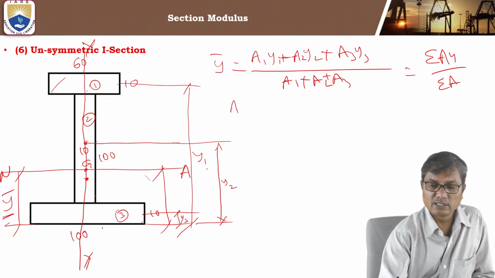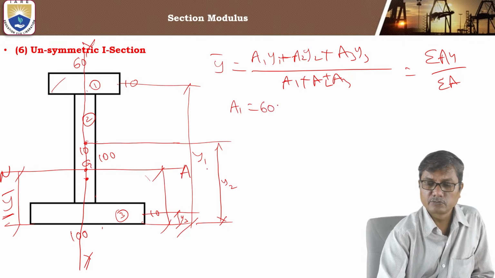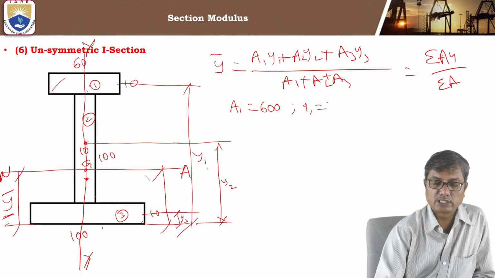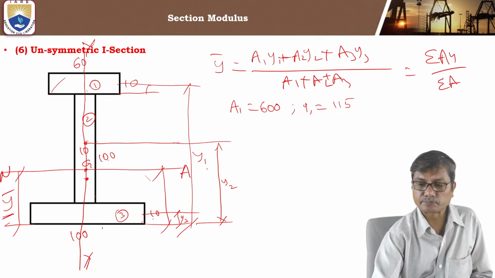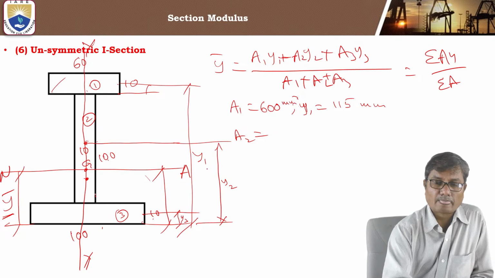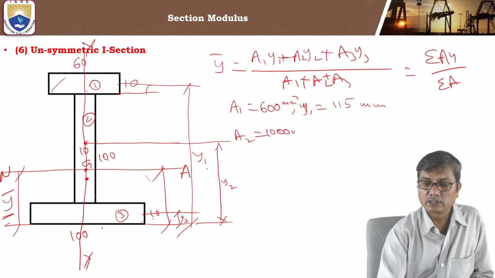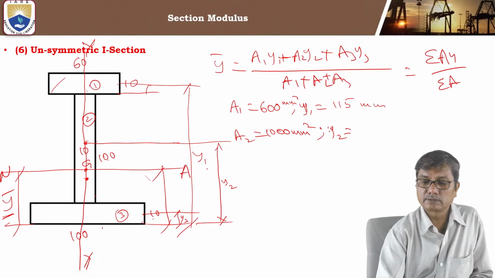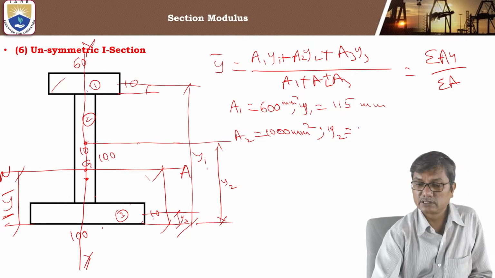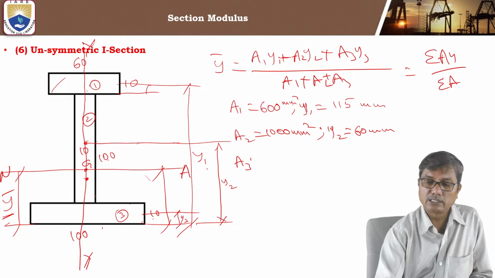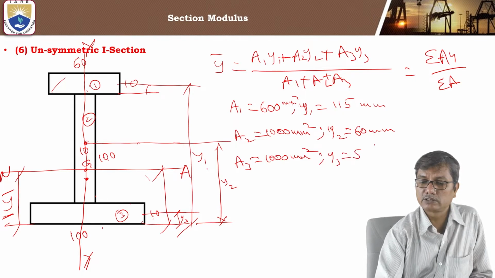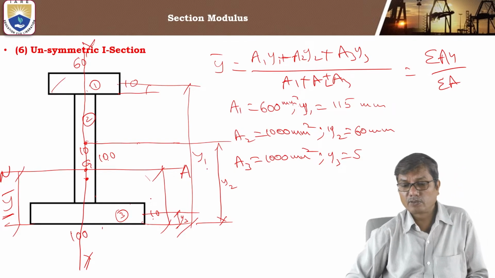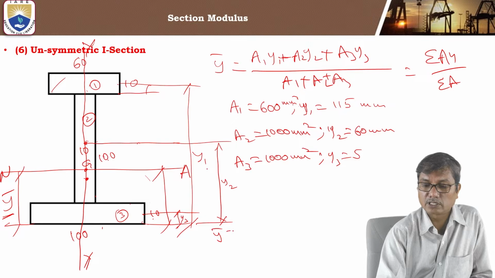So here a1 is 60 into 10, 600 mm square, and what is y1? 10 plus 100, 110, plus 5, 115. Similarly, a2 is 100 into 10 again, 1000 mm square, and y2 is 50 plus 10, that is 60 mm, and a3 is 100 into 10, 1000 mm square, and y3 is 5. Okay, now we can calculate y bar.